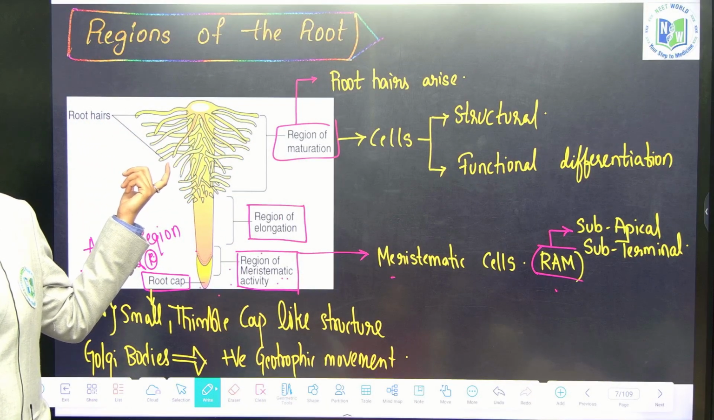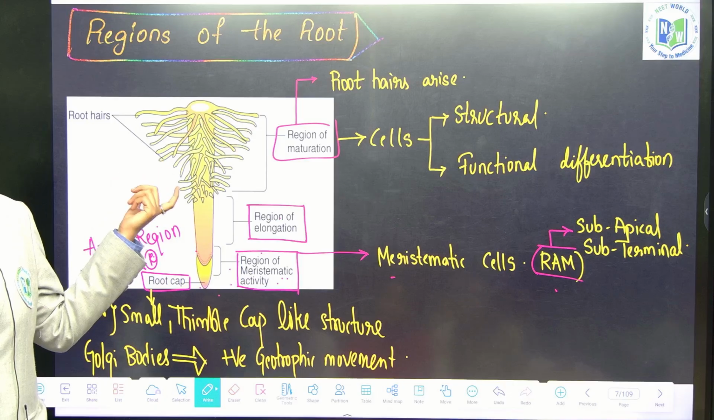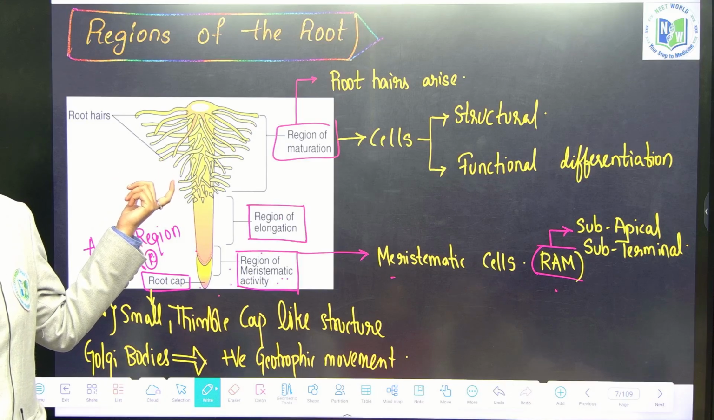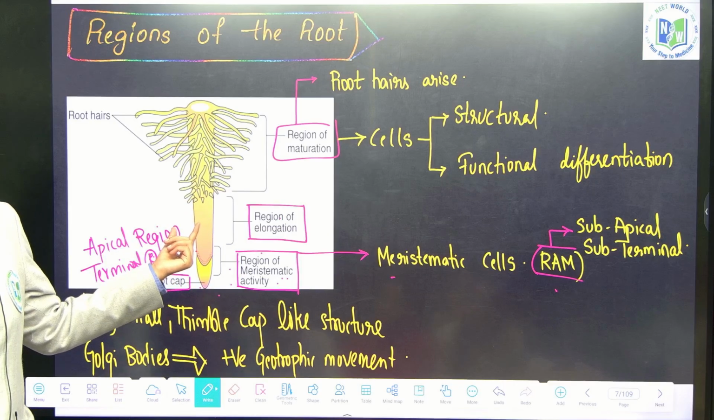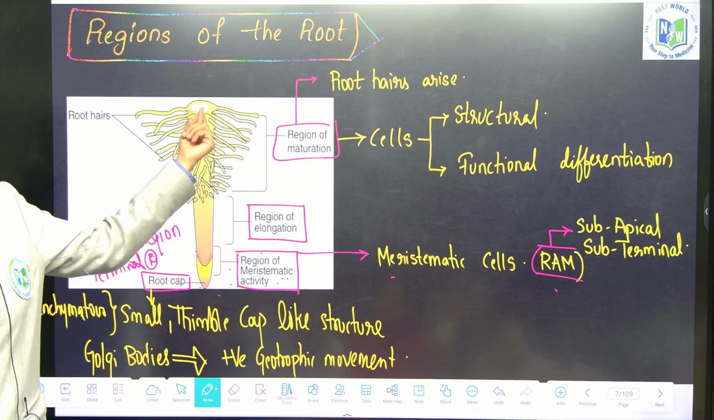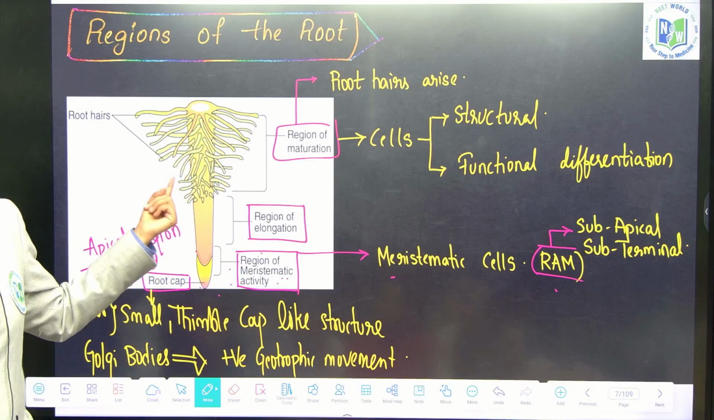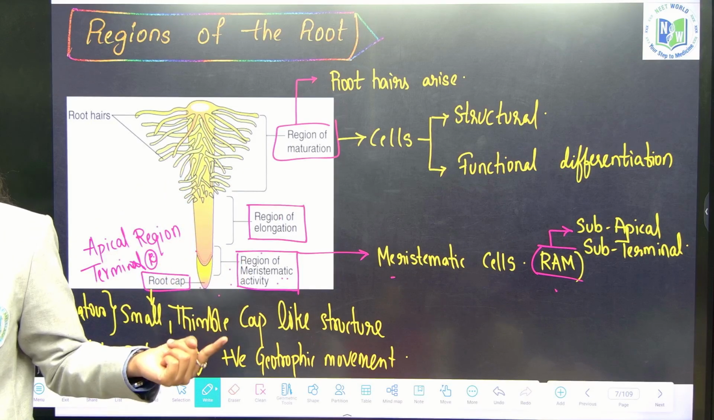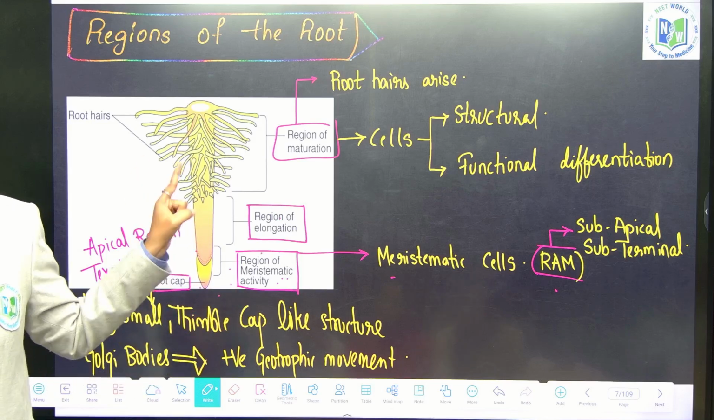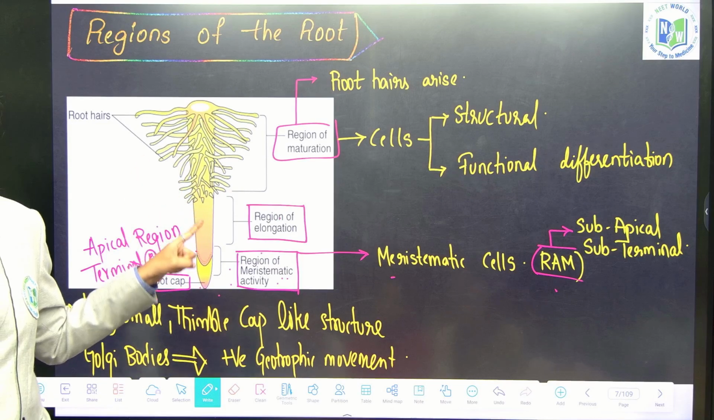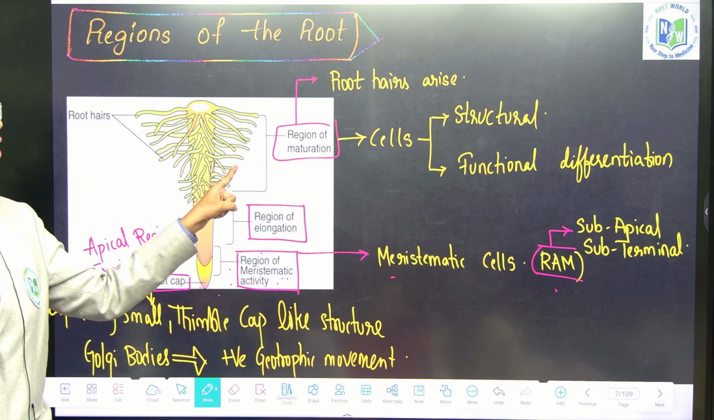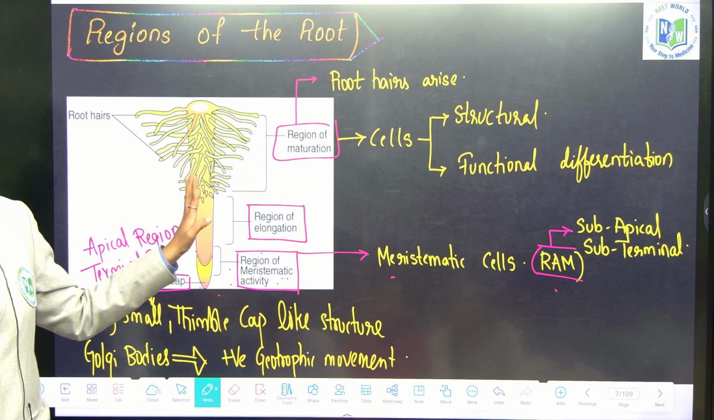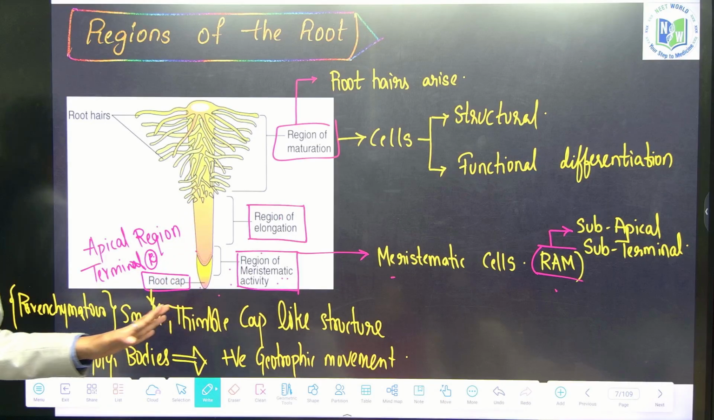Where are root hairs present? Region of maturation. Where are lateral roots present? From the region of elongation to the region of maturation, anywhere the lateral roots will arise if it is a taproot system. How are they arising? Endogenously, especially from the pericycle. Understood about regions of root? Where are root hairs present? Region of maturation.